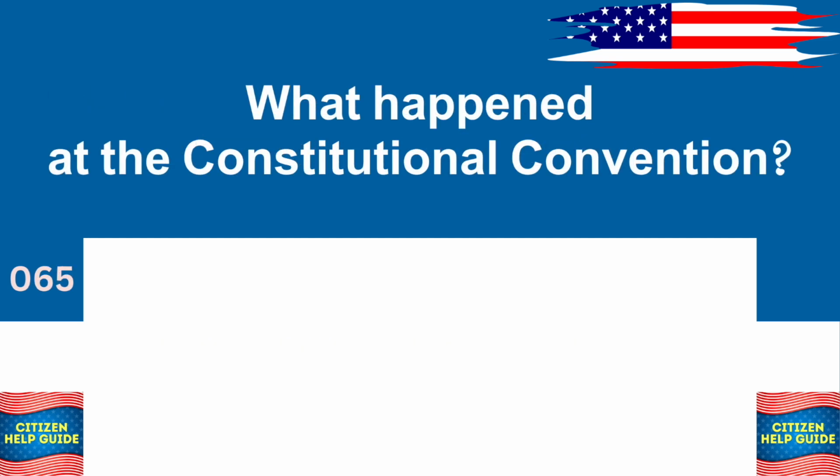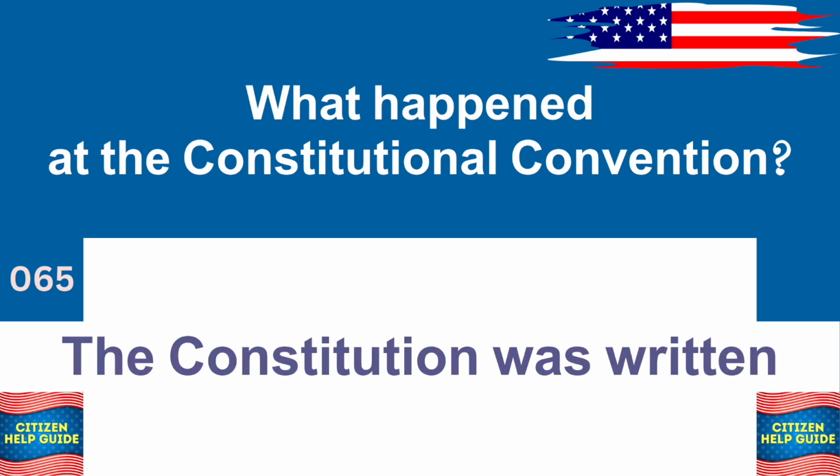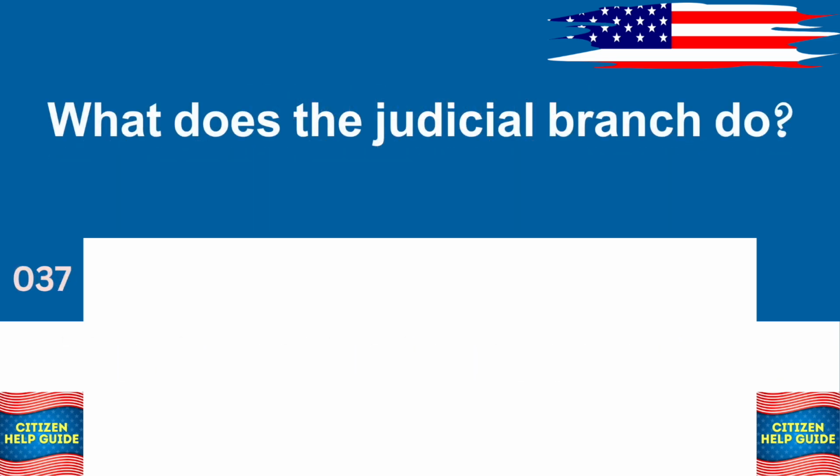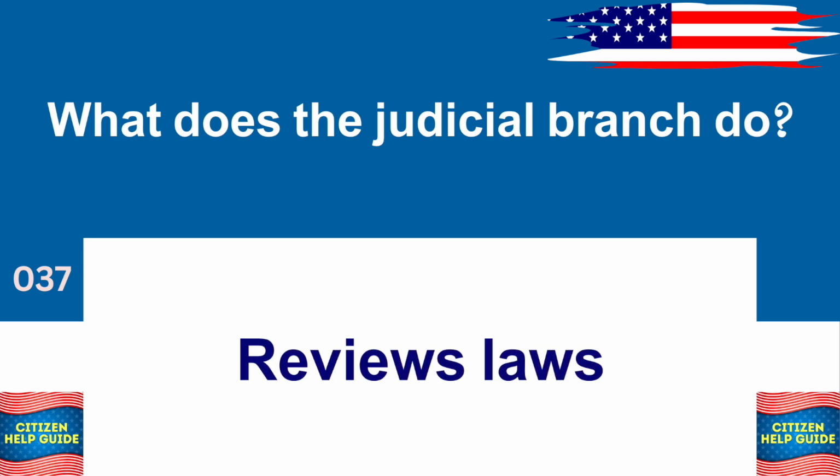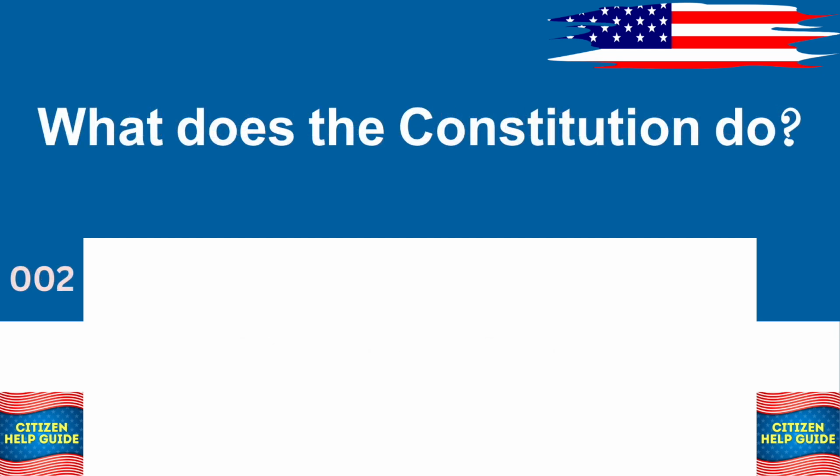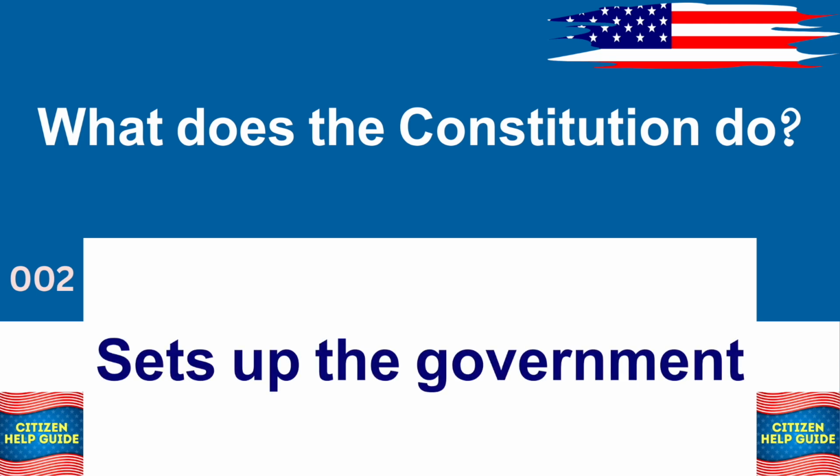What happened at the Constitutional Convention? The Constitution was written. What does the judicial branch do? Reviews laws. What does the Constitution do? Sets up the government.